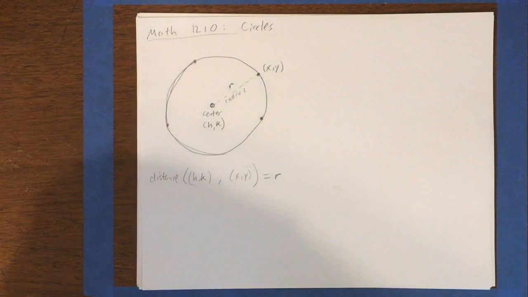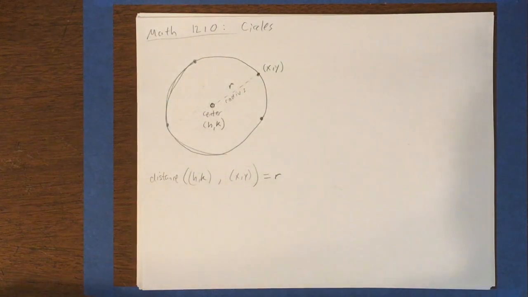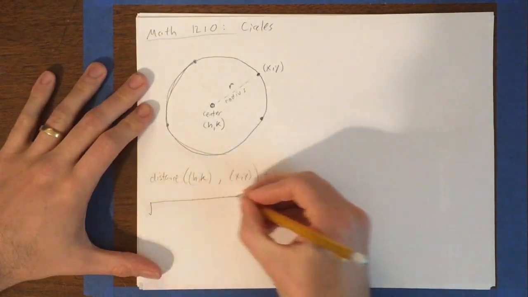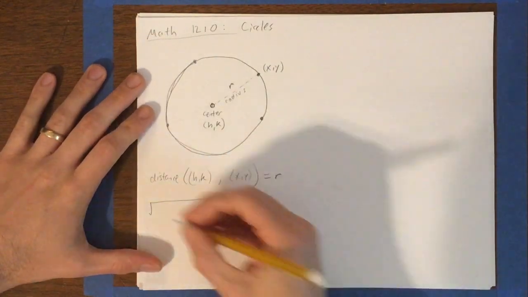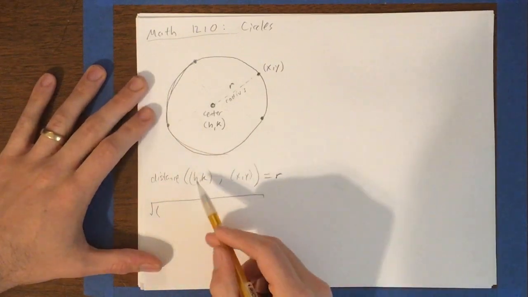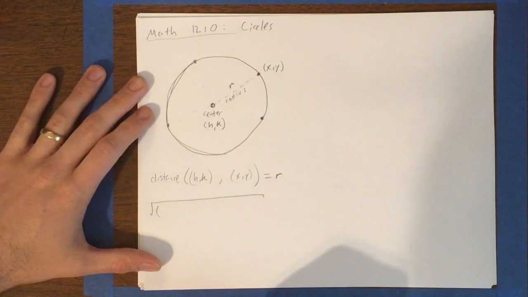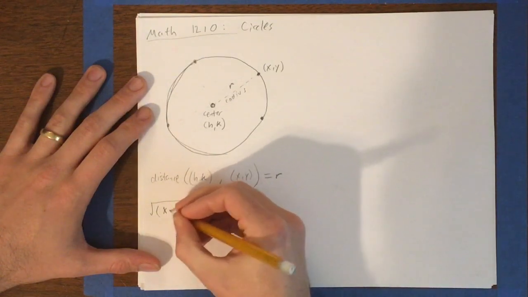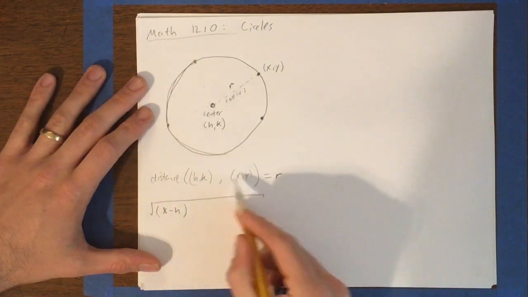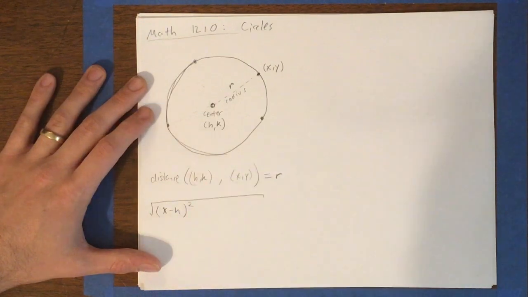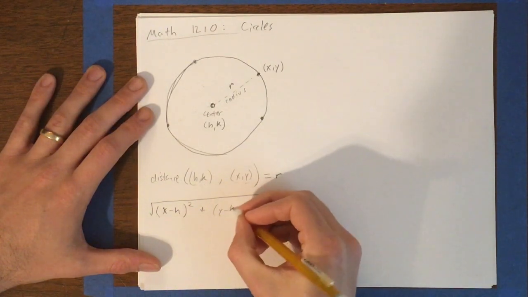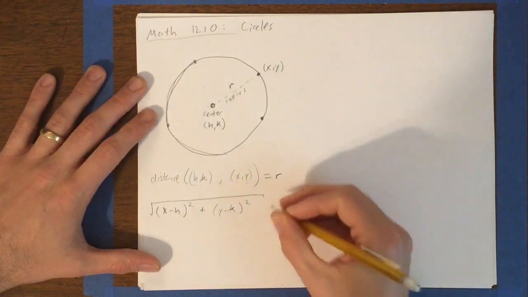To do this, all I need to do is remember what the distance formula is, the distance formula that comes from the Pythagorean theorem. We learned this back in the review in the first week. The distance formula, you may remember, is given by a big square root, where we take the difference in the x coordinates, x minus h, in that order, and square that. Then add that to the difference in the y coordinates, which will be y minus k, and square that.